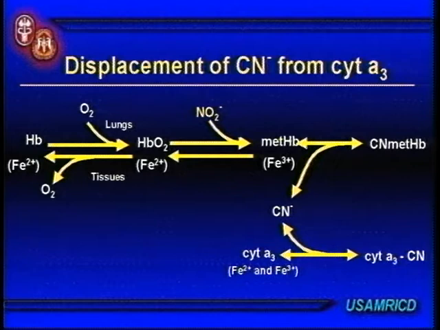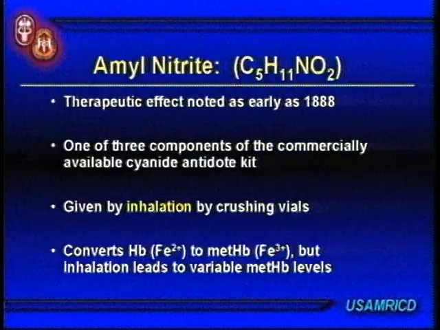If all you do is give the nitrite, this will stay here for a while, and then it will come off, and you'll have more cyanide in the blood again. And that may be the reason for delayed toxicity in some patients that appear to do well and then crump later on. How do we use it?